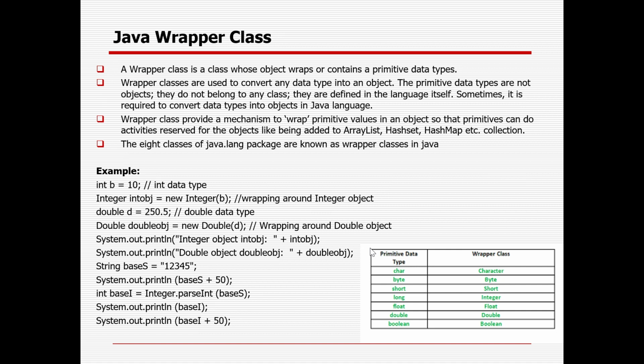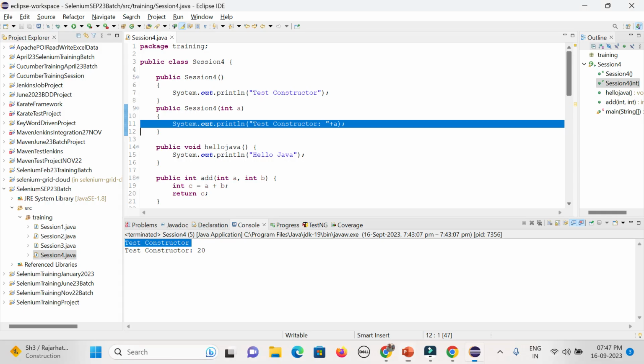There are 8 classes in the java.lang package known as wrapper classes in Java. You can see for character the wrapper class name will be Character, for integer it will be Integer, like that. Okay. So today you will not get more details, but I will try to explain how you can deal with the wrapper class.